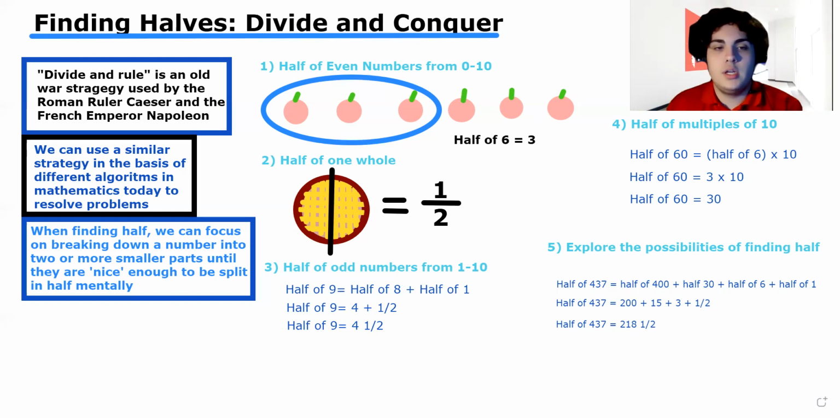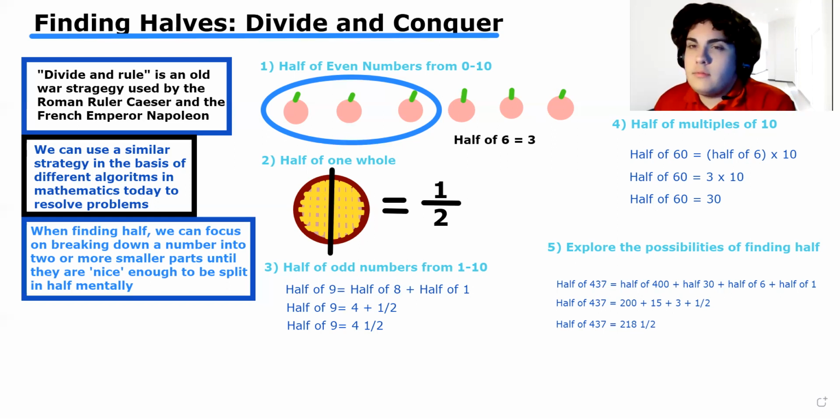So we can use this knowledge to find half of odd numbers between 1 and 10. So let's take, for example, half of 9. What we're going to do is split up 9 into 2 parts. We're going to split it up into 8 and 1, right? So splitting up the number into 1 and the complement of that would make the number that we are targeting here. So half of 8 we know from before is equal to 4. And half of 1 we also know from before is equal to 1/2. And what we can do is take half of 8 and half of 1, so 4 and 1/2, and add them together. It is 4 and 1/2. And that's how we would say that.